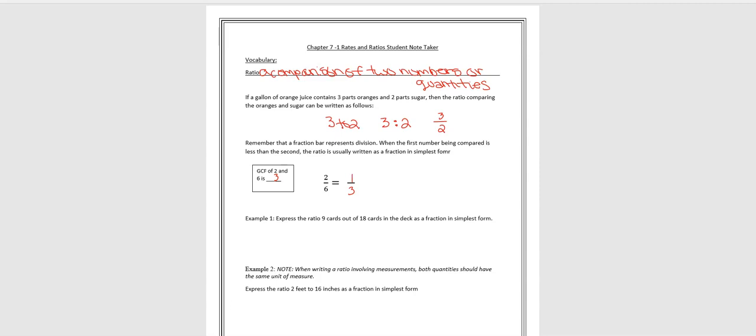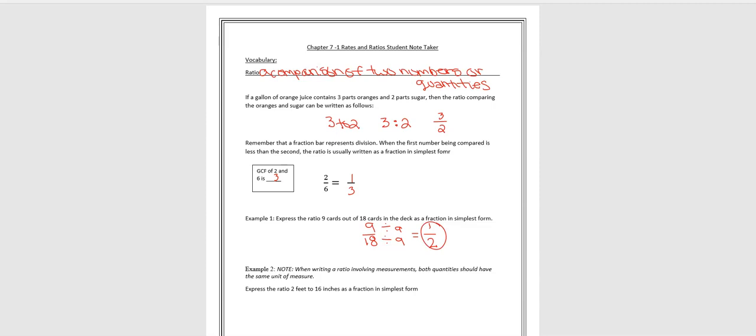So let's do some examples of ratios. Express the ratio 9 cards out of 18 cards in the deck as a fraction in simplest form. So I have 9 out of 18. Is this in simplest form, or can I make it simpler? Well, it's not in simplest form, so what can I reduce by? I can reduce my numerator and my denominator by a 9, and then simplest form would be 1/2.